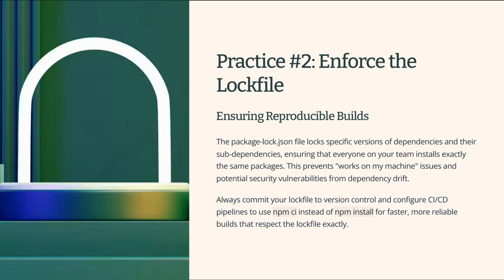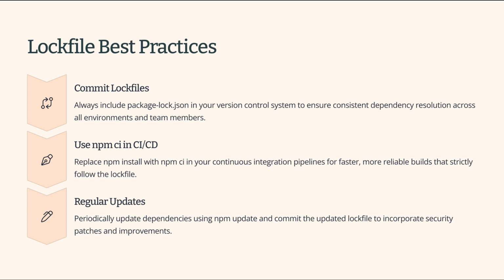To maximize the effectiveness of your lock file, always commit it to version control. Additionally, configure your CI pipelines to use npm ci instead of npm install. This ensures faster, more reliable builds that adhere strictly to the lock file. Next, we'll explore some best practices for managing your lock files effectively. Stay tuned. As we transition from our discussion on enforcing the lock file for reproducible builds, let's explore some best practices for effectively managing your lock files.